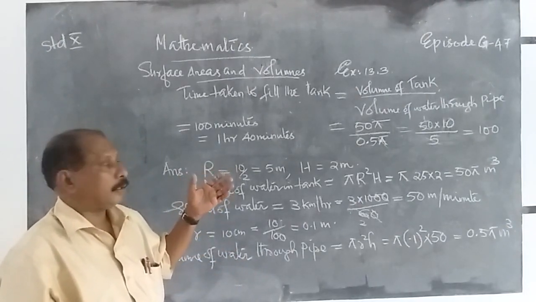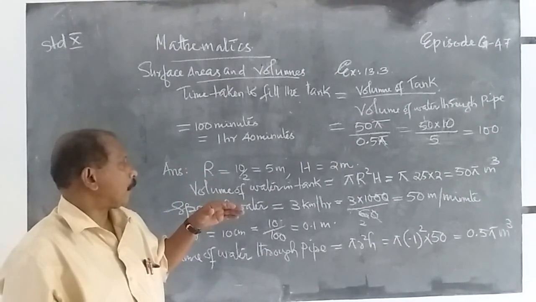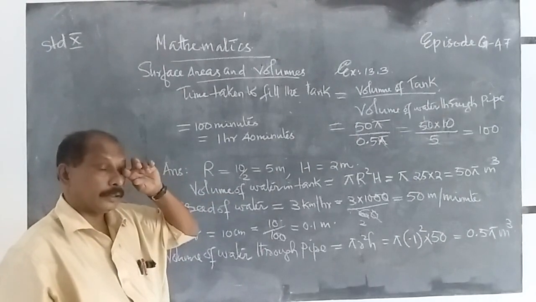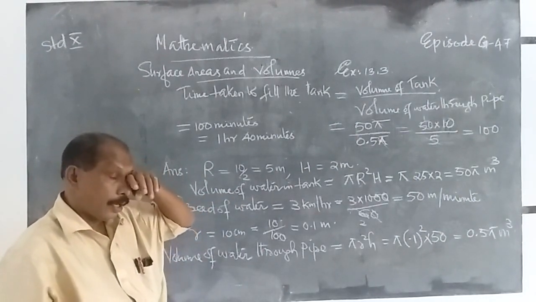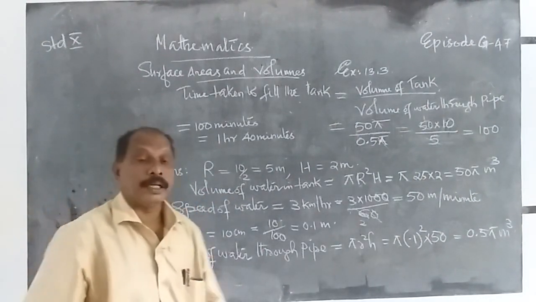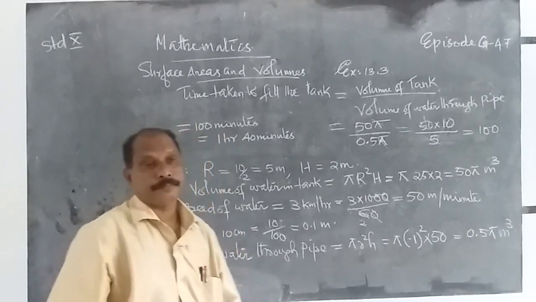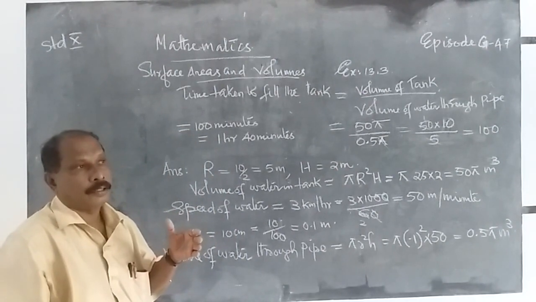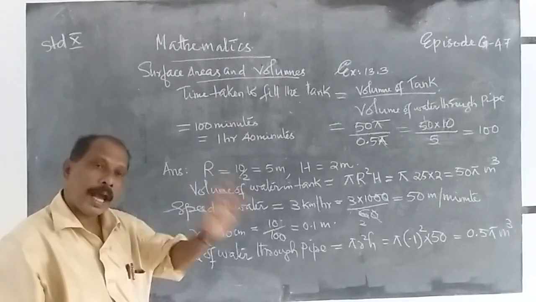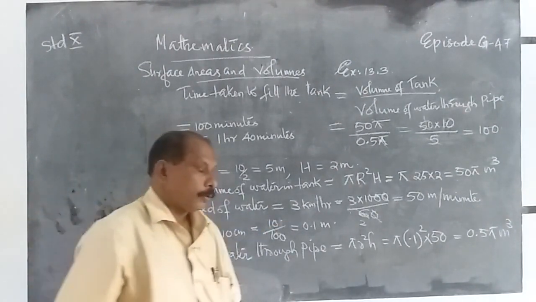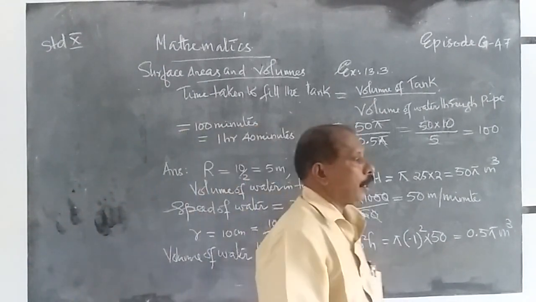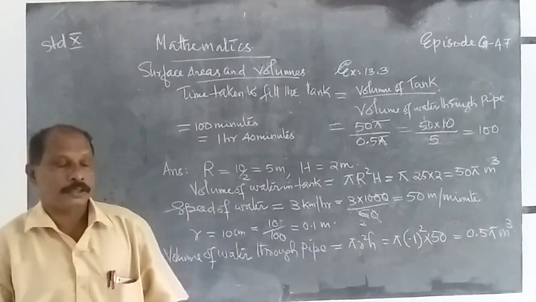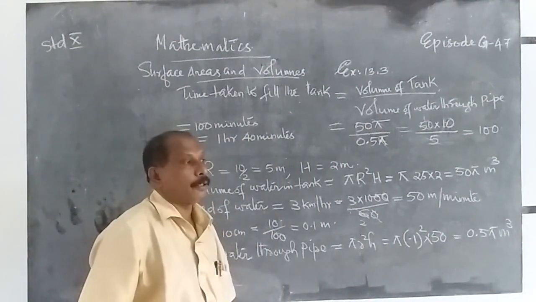Diameter of that tank is 10 meter, therefore radius is equal to 5 meter. And the height of the tank, that is depth, is equal to 2 meter. Therefore we know that the volume of the tank, that means volume of the water in the tank, is equal to, that is cylindrical shape, pi r square h, which is pi into 5 square into 2. 5 square is 25 into 2 is 50, therefore that is 50 pi meter cube.